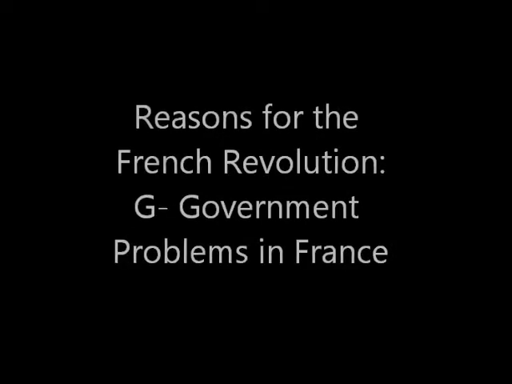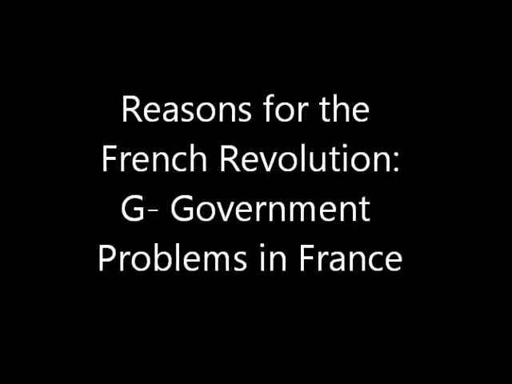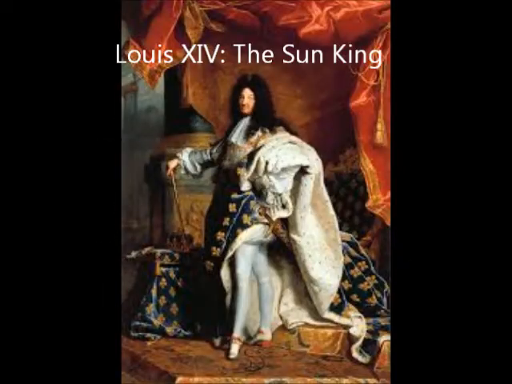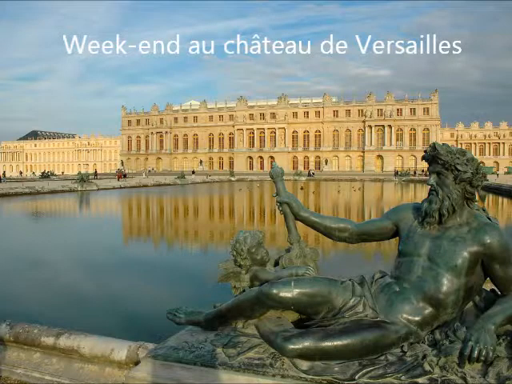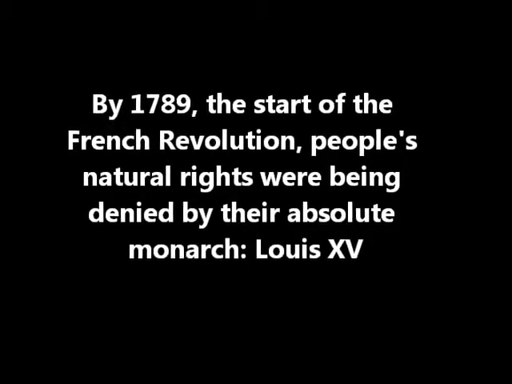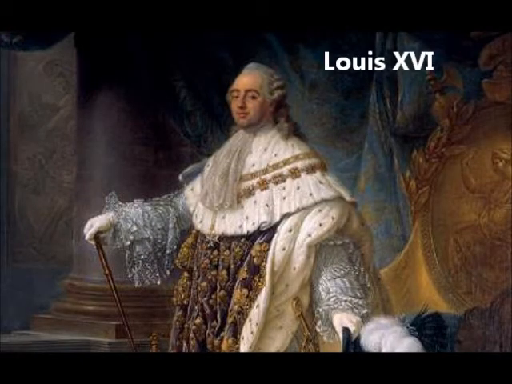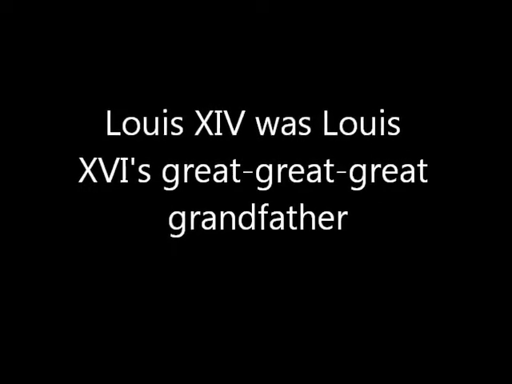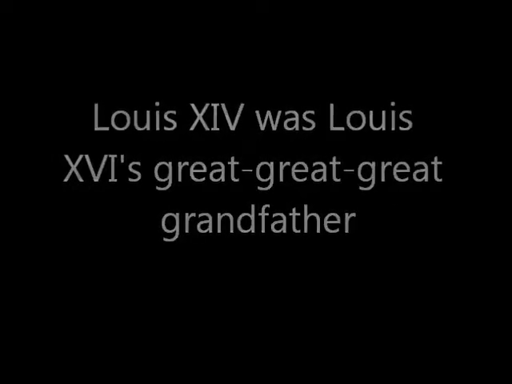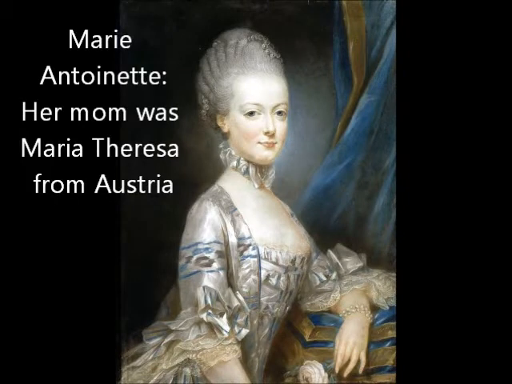G, government problems in France. They had an absolute monarch. They'd had an absolute monarch for a long time. Remember that quintessential absolute monarch named Louis XIV? Yeah, the Sun King who built Versailles. Well, by 1789, the people in France had had it with absolute monarchy. Under absolute monarchs in France, people's natural rights were being denied, and people felt that they had no say in government. The king in power in France in 1789 was a guy named Louis XVI. His wife was Marie Antoinette. People were really dissatisfied with their government.